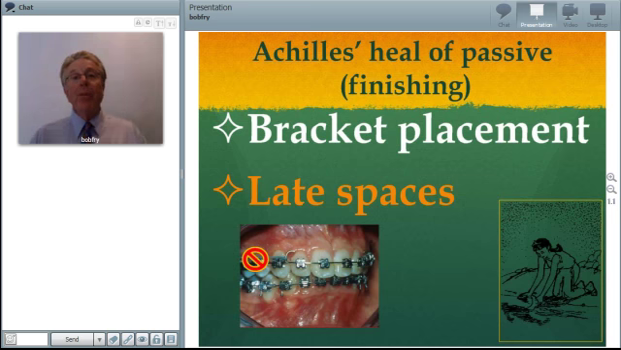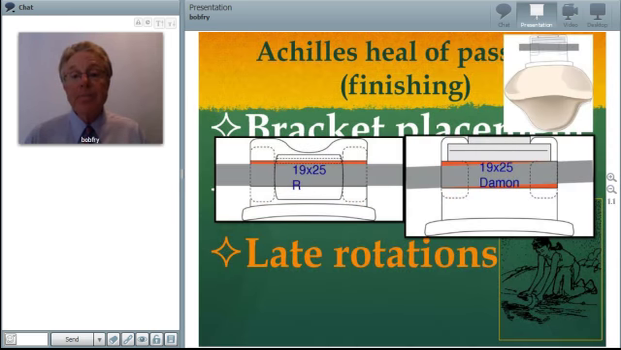One of the problems we had with the passive system was we would have a patient finished, and we'd schedule their removal appointment, and they would come back the next appointment with late spaces. Everybody's unhappy with that. Unhappy patient, unhappy parent. And that's because the passive systems are truly passive all the way through. And you can have a space open up where there was no space before. So with the active clip, we didn't have to worry about late spaces.